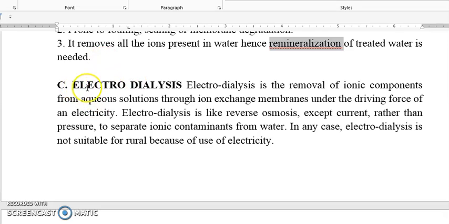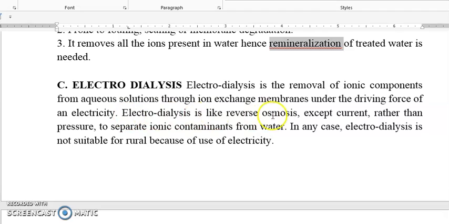Now C is electrodialysis. It is the removal of ionic compounds from aqueous solution through ion exchange membranes under the driving force of electricity. Now electrodialysis is just like reverse osmosis, and the main difference is the current. In reverse osmosis, you have seen you are applying pressure.